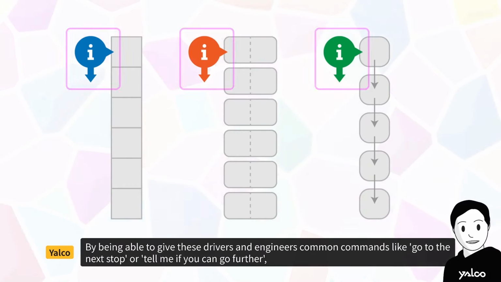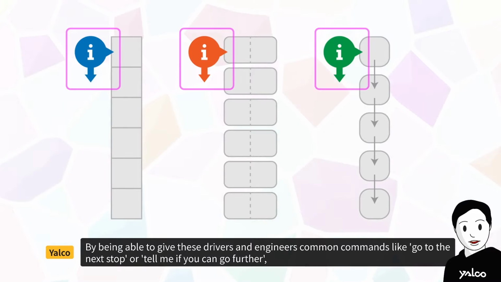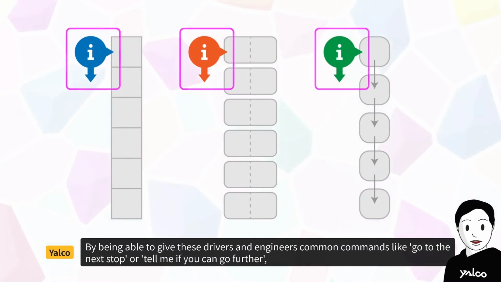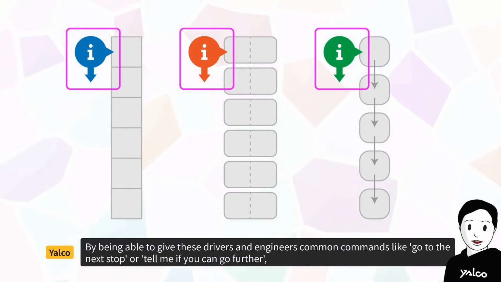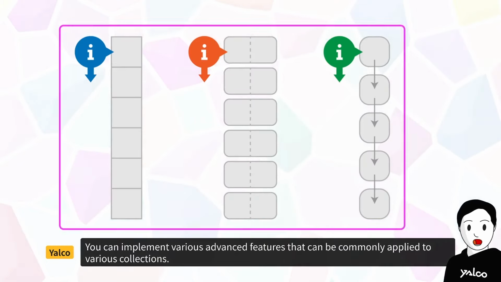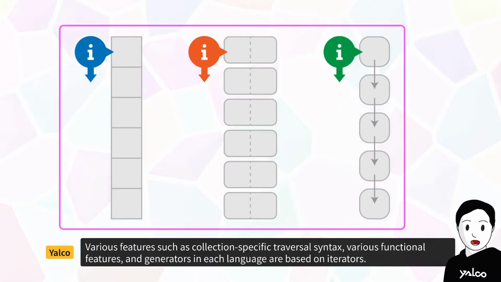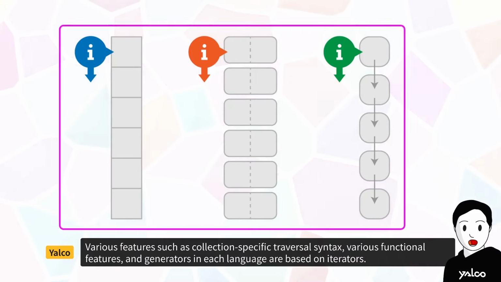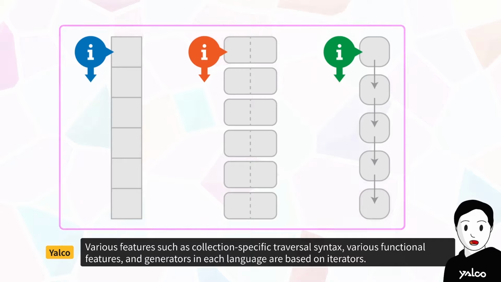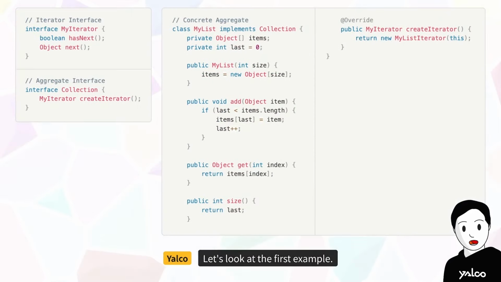two. By being able to give these drivers and engineers common commands like go to the next stop or tell me if you can go further, you can implement various advanced features that can be commonly applied to various collections. Various features such as collection-specific traversal syntax, various functional features, and generators in each language are based on iterators. Let's look at the first example.